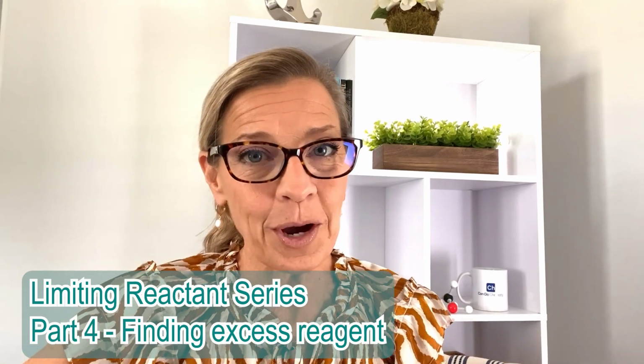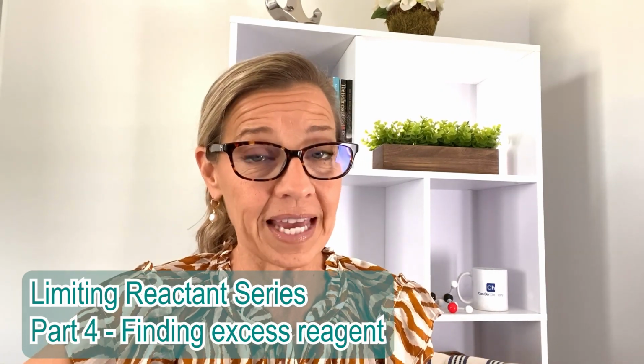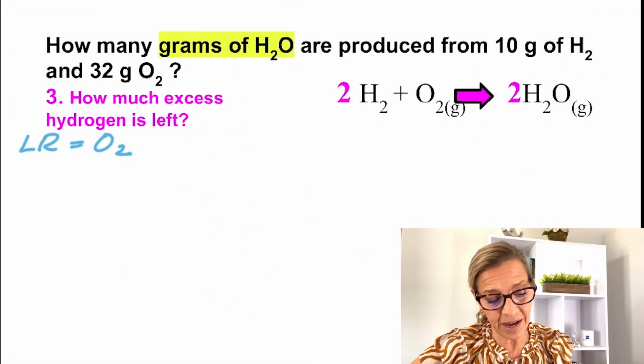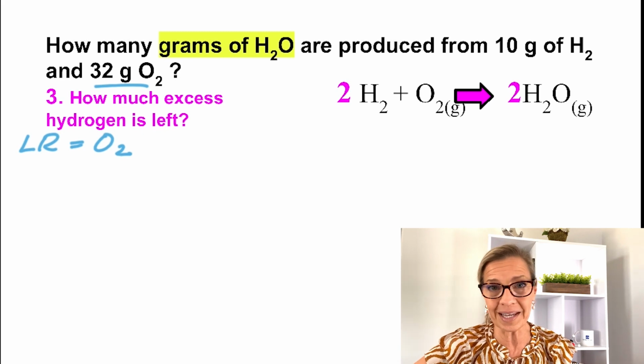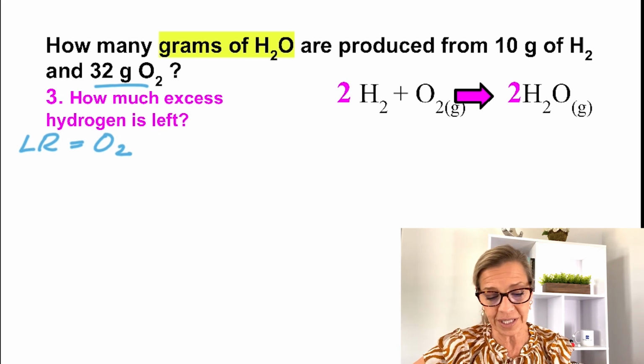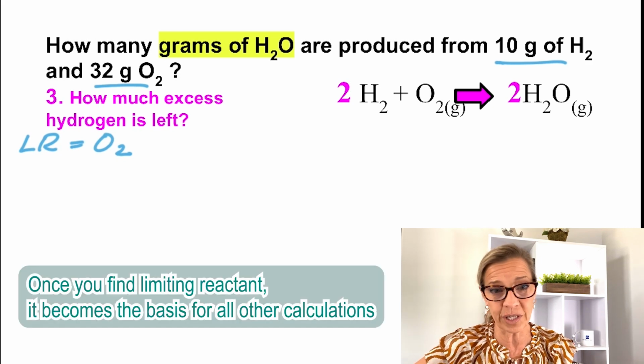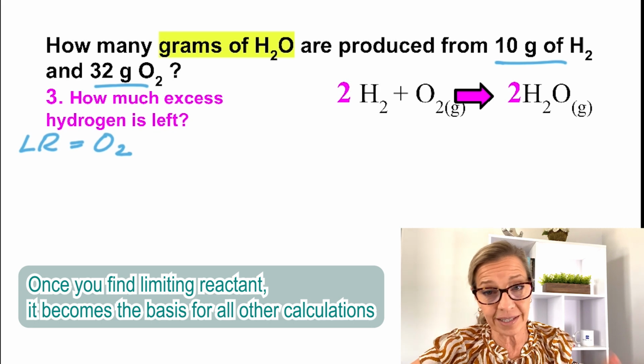So in this video, we're going to find out how much of the excess reactant is left over. In a previous video, we found the limiting reactant to be oxygen, and so that quantity is going to limit how much product we can produce. Now what we're trying to find out is how much of that 10 grams of hydrogen will actually be consumed in the reaction. So our basis is always the limiting reactant, so start there.